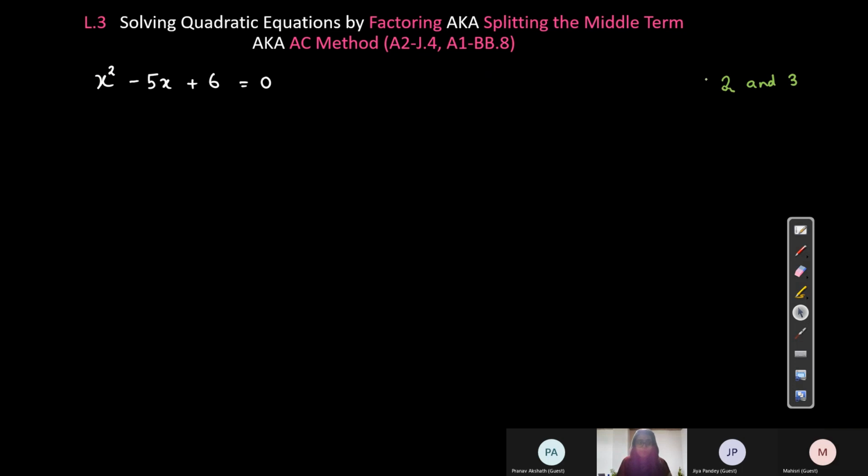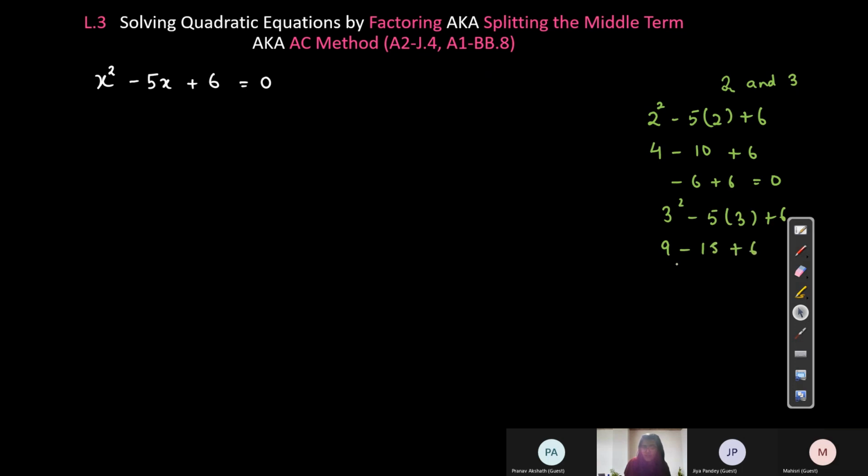So what do we mean by solution? If I put 2 in this equation, 2 squared minus 5 times 2 plus 6, this should give me 0. So 2 squared is 4, minus 5 times 2 is 10, plus 6. 4 minus 10 is negative 6, plus 6 is 0. Same thing should happen with 3. So 3 squared minus 5 times 3 plus 6. 3 squared is 9, minus 15, plus 6. 9 minus 15 is negative 6, plus 6 equals 0. So this is what we mean by solution.